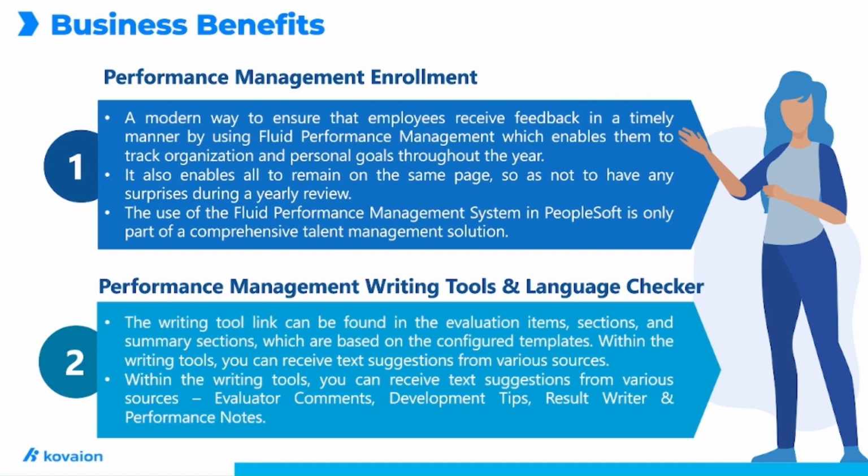Writing tools and language checker. The writing tool link can be found in the evaluation items section and summary sections, which are based on the configured templates. Within the writing tools, you can receive text suggestions from various sources like evaluator comments, development tips, result writer, and performance notes.